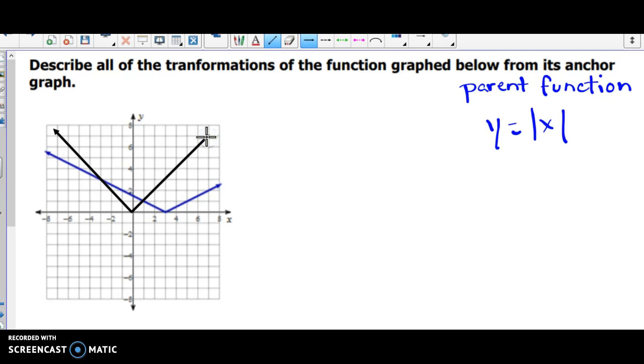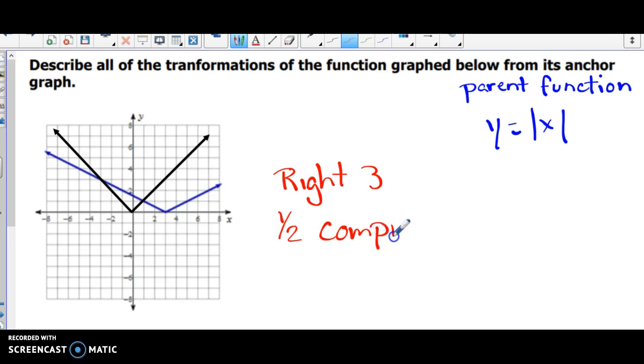Okay, so how has it changed? How has it shifted? Well, it's to the right 3. It didn't go up any, so that's good. This was a slope of 1. This is a slope of up 1, right 2. So that means that it's a slope of 1/2. So that means it's compressed by 1/2. And that's it.